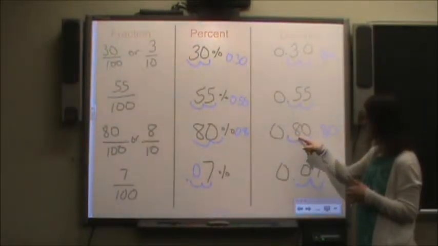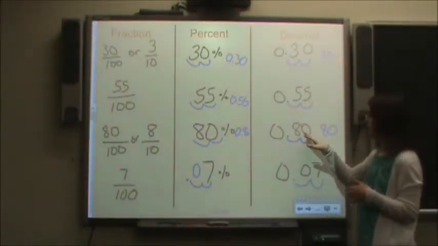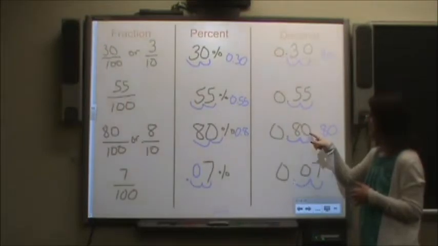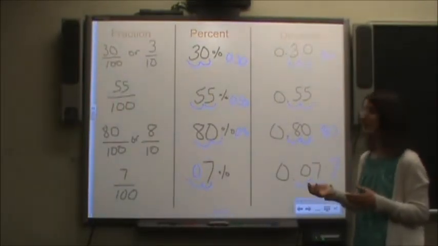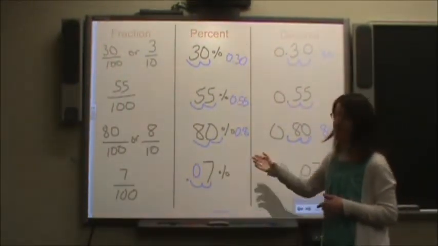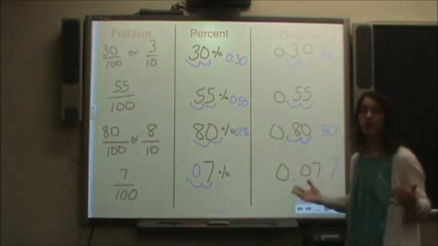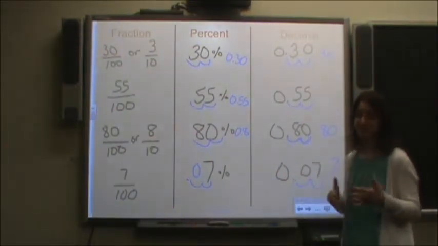Here, this is in the tenths place, so I can say 8 out of 10, or because the 0 is in the hundredths place, I can say 80 out of 100. And it's saying the same thing as the fraction, which is saying the same thing as the percent. So they're all interconnected and very easily transferable.